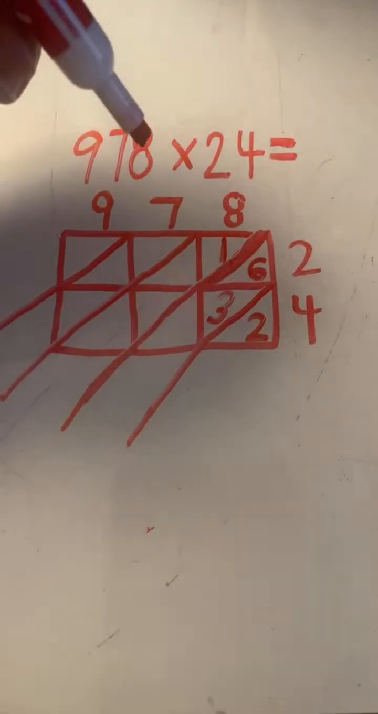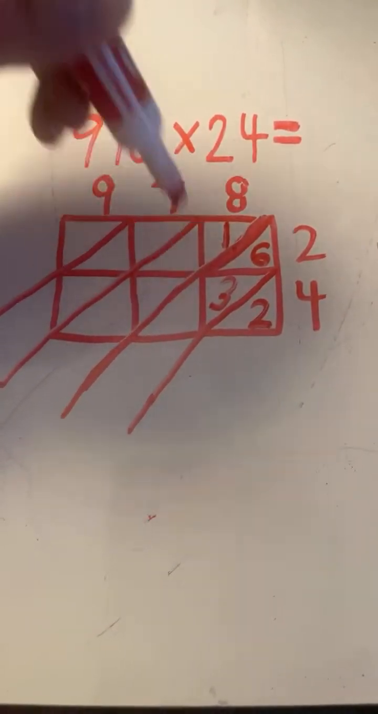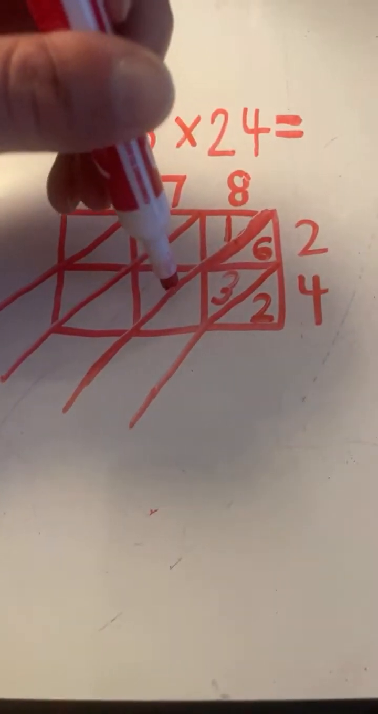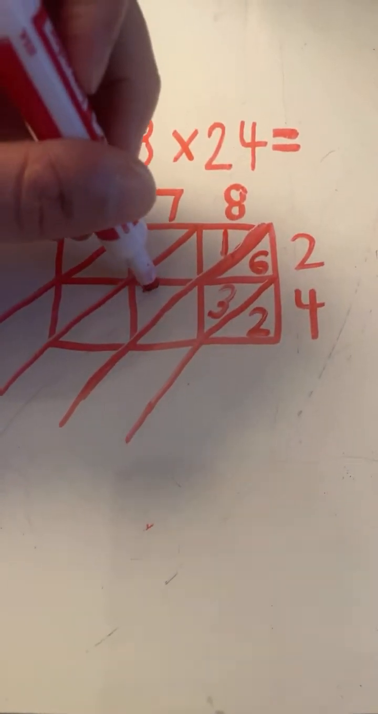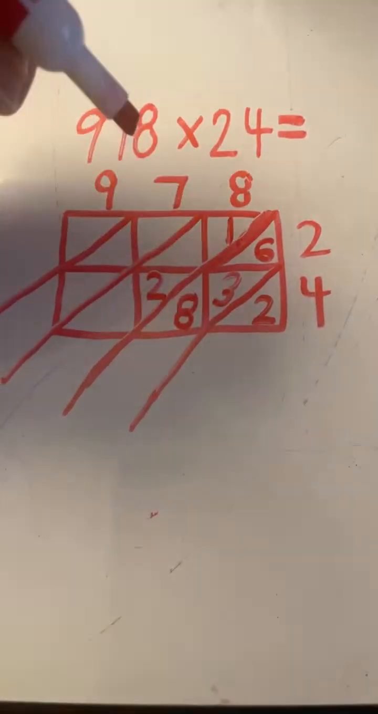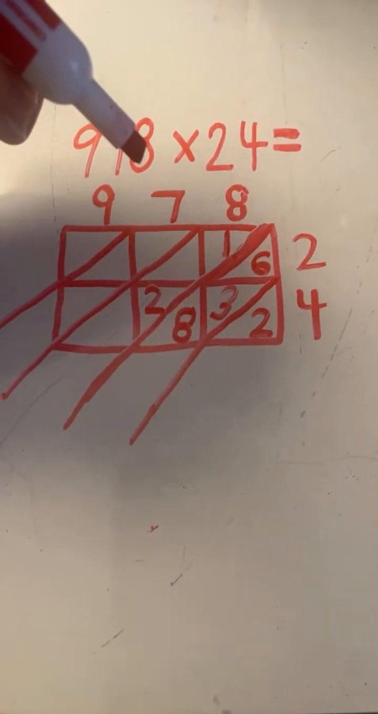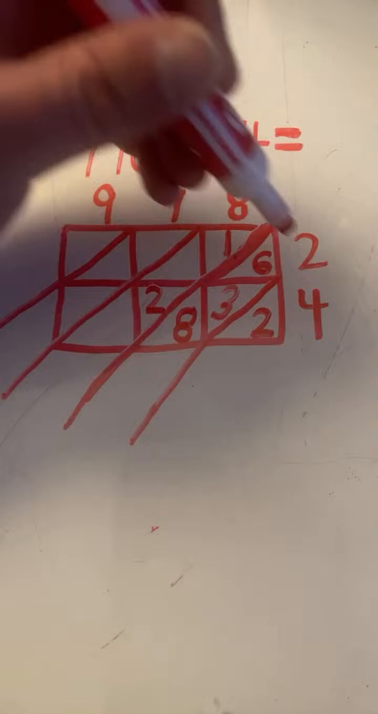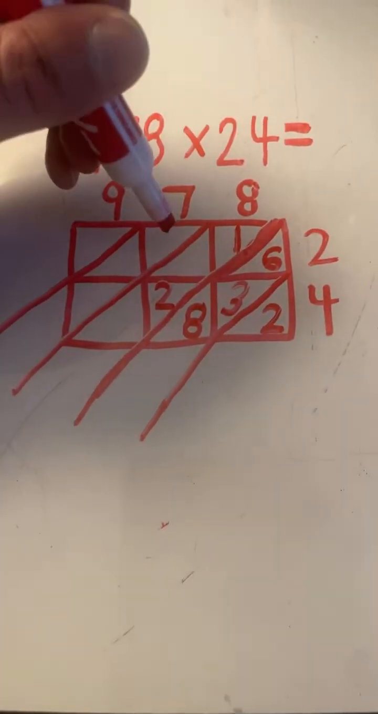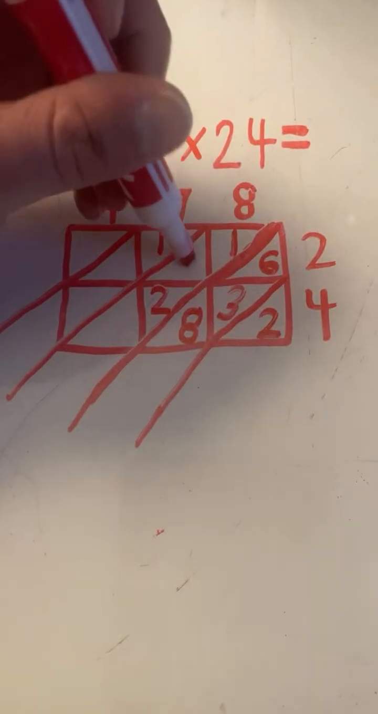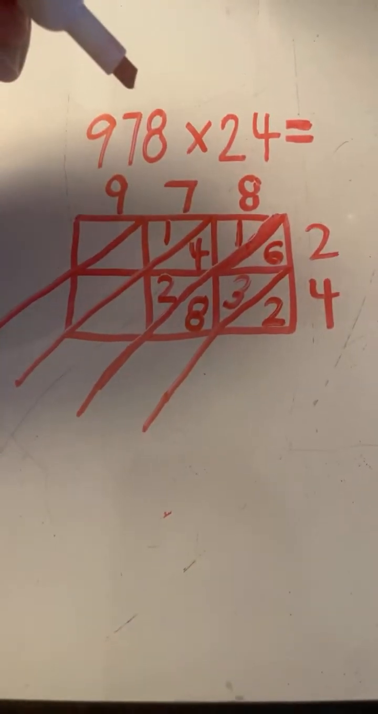All right, next box. In this square, we're going to multiply 7 times 4, and we're going to put the answer in this square. So 7 times 4 equals 28. So we're going to put a 2 and an 8. Now the answer to 7 times 2, we're going to put in this square right here. 7 times 2 equals 14. So we're going to put a 1 and a 4. Each triangle gets a digit.